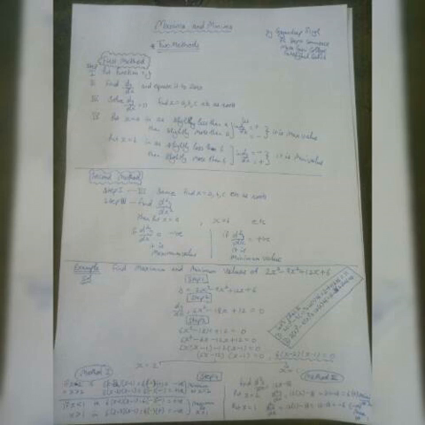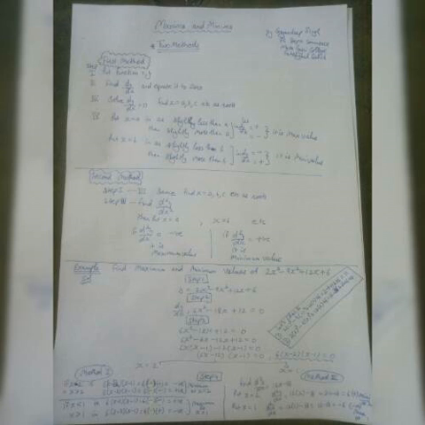After derivative, we have one application, that is the maxima calculation and minima calculation. There are two methods, and in both methods the first three steps are the same and the fourth one is different. In the first method, whenever we have an equation, that equation should be equated with y. So step number one is to equate the function to y.